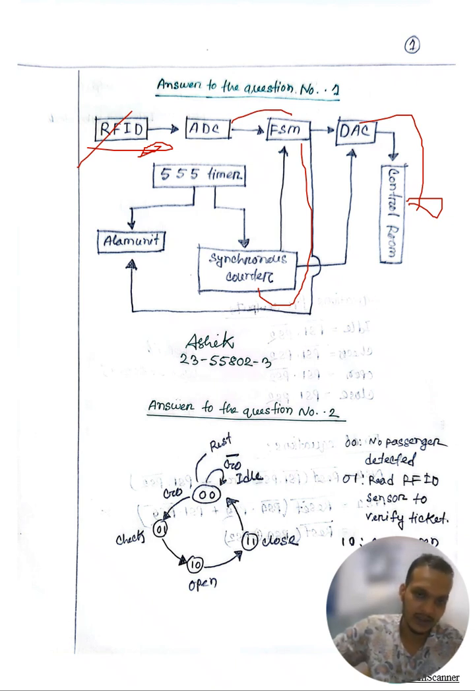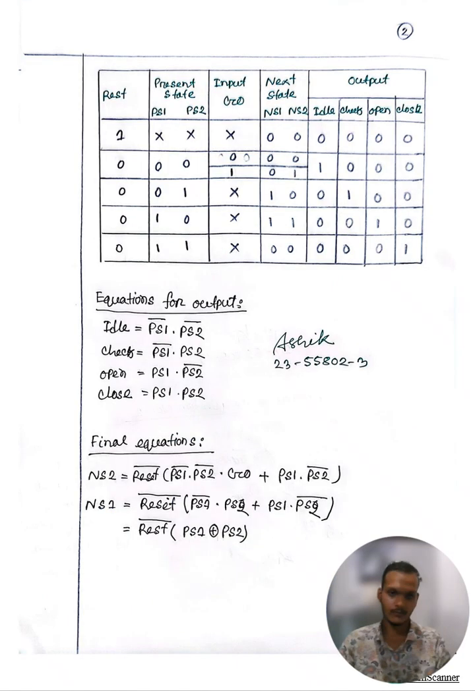Here we design a finite state table. On this, the signal will go to the signal 00 or 00, all outputs 0. For present state 00, the next state is 01. 01 means idle, meaning no passenger detected, and the rest of the outputs are 00.